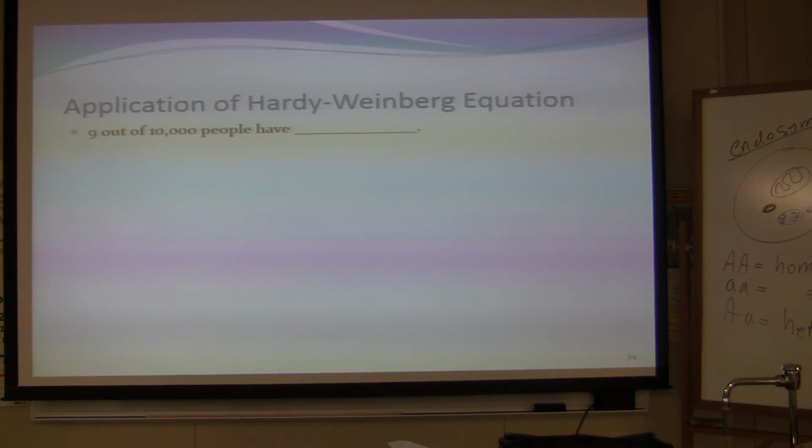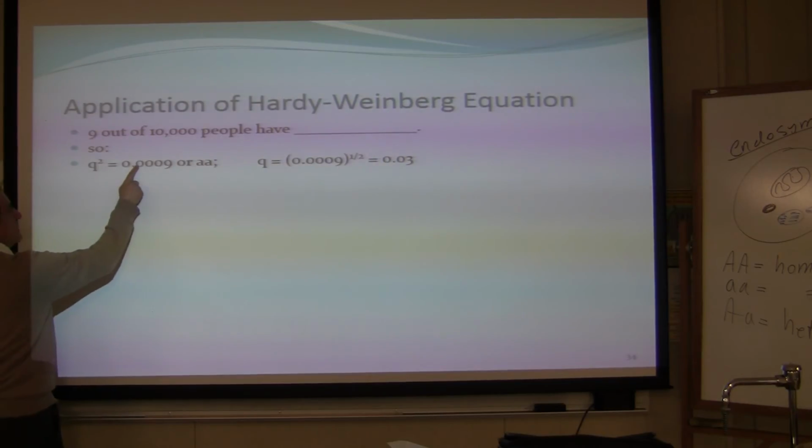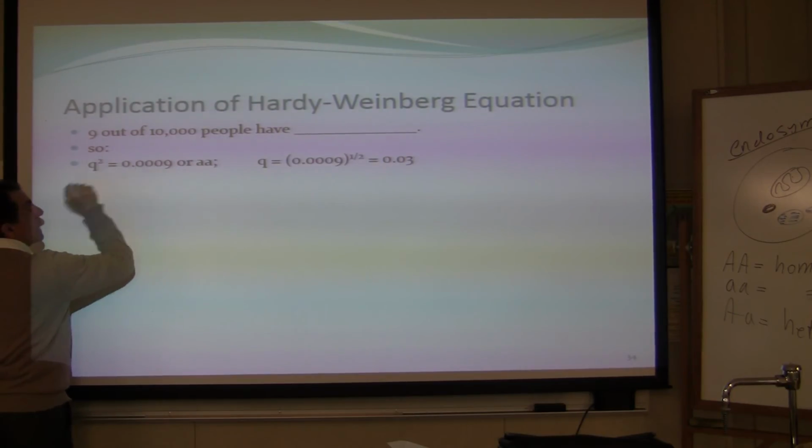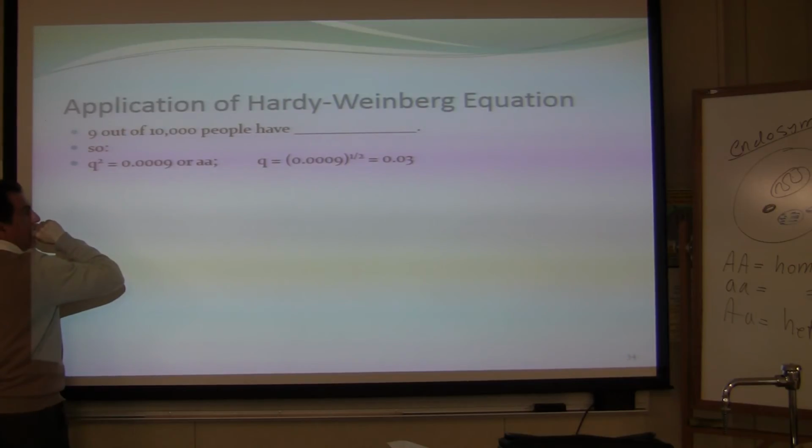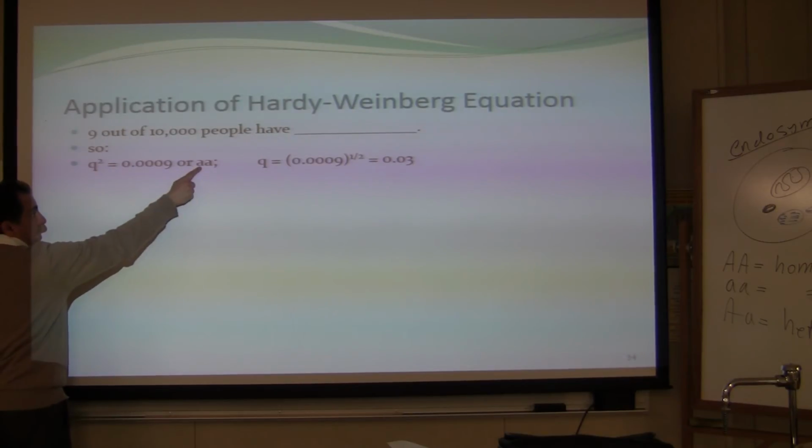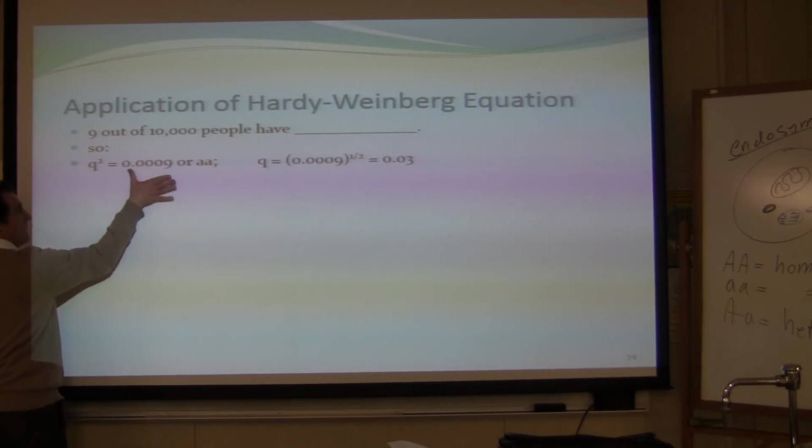What is the application of the Hardy-Weinberg equation? Okay, so Q squared, that's what this is. Q squared is 9 divided by 10,000. If you want to take out your calculator and check my calculations, you can do that now, but during the exam you cannot. 9 divided by 10,000 is 0.0009, equal to AA. That's the population of the town who have the disease.